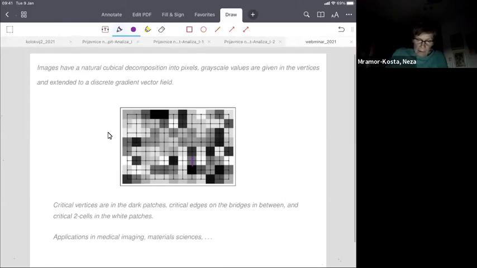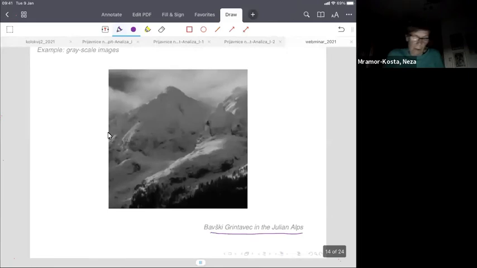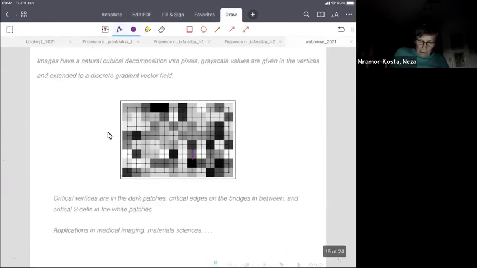So if we go back and try to reconstruct this image, we're going to get a lot of critical elements in it, but they will tell us how the light is distributed in this image, where we have the bright parts, where we have the dark parts, and where we have these bridges between the two domains, the dark and the bright domains. So this is actually more useful than it seems on my Slovenian mountain. It turns out that we have actually applications of this to medical images and material sciences.